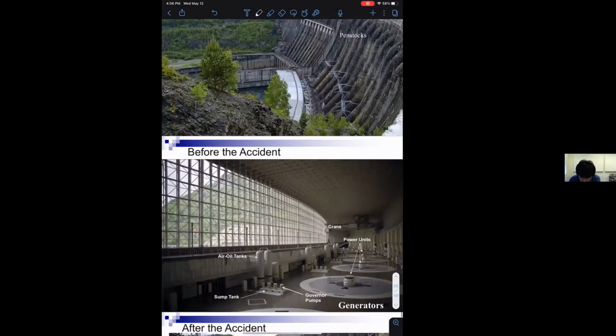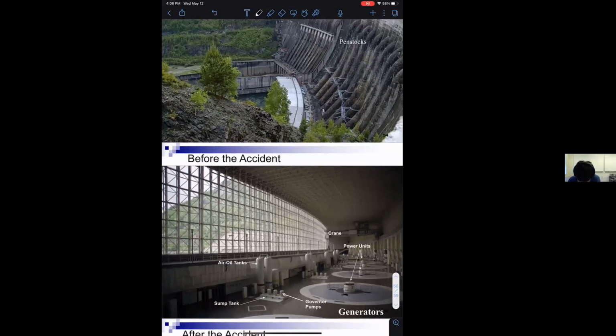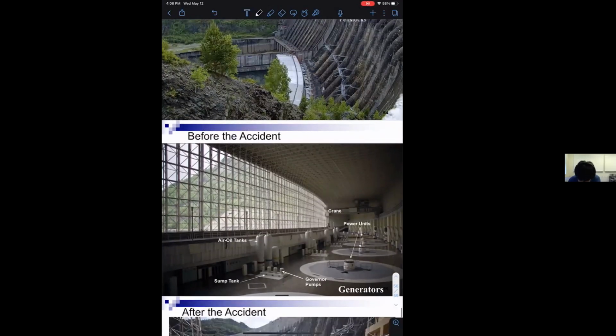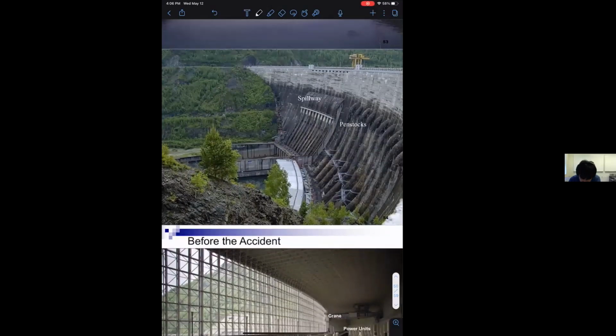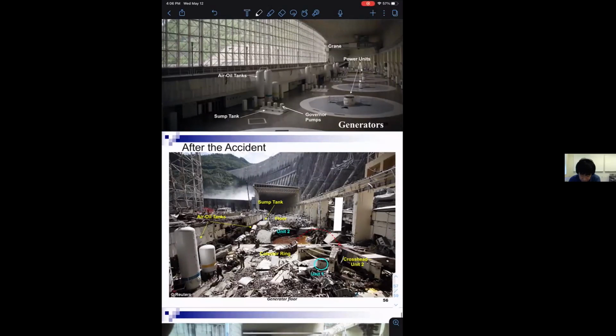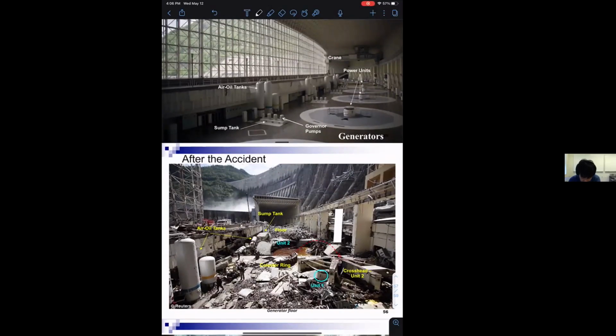And this is what the room should look like. Right? This is what they should look like before the accident. And then what happens after the accident looks like this. Okay, so after an accident, this turned into this thing. Right, so you can see, this oil tank survived. Most other things didn't survive.